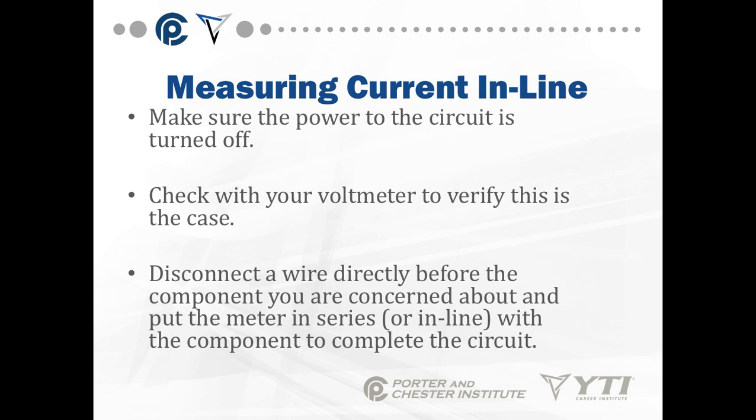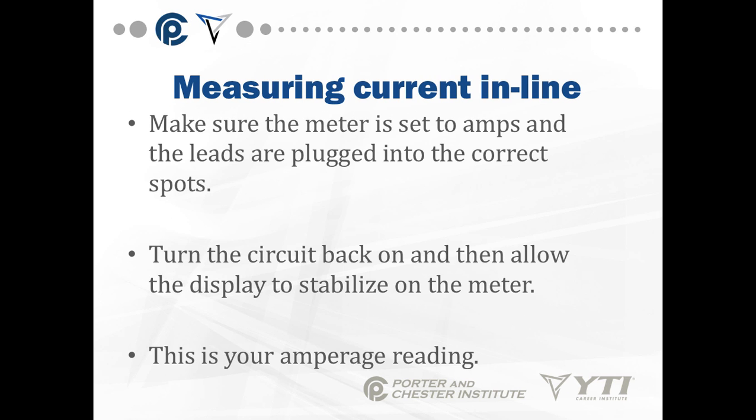Make sure the power is turned off. Check with your voltmeter to verify. Disconnect a wire directly before the component you're concerned about and put your meter in series with the component to complete the circuit. Make sure the meter is set to amps and the leads are plugged into the correct spots. Turn the circuit back on and allow the display to stabilize on the meter. This is your amperage reading.